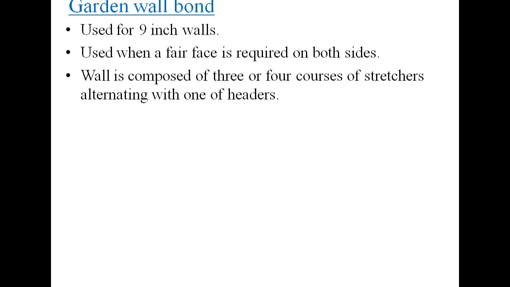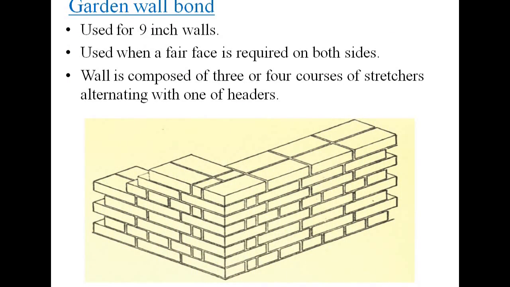So last is garden wall bond. It is used for a 9-inch thick wall. Here you can see this image. The first course is a header course, and 3 courses are stretcher. Again, the fifth course is a header. Again, 3 courses of stretcher. So alternate courses are there: one course of header, then 3 to 4 courses of stretcher.